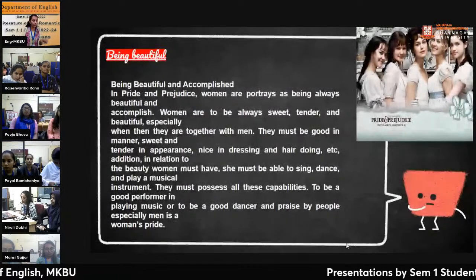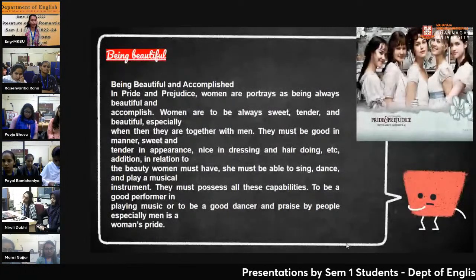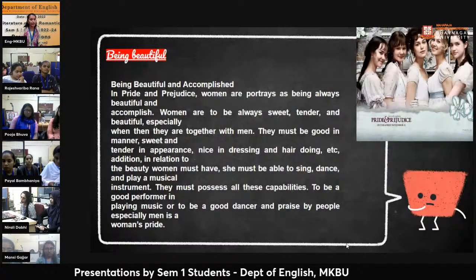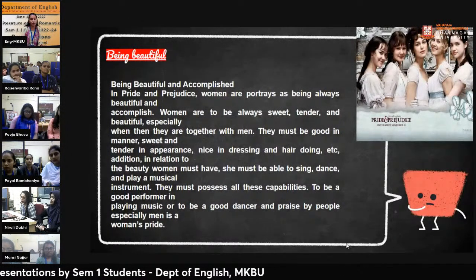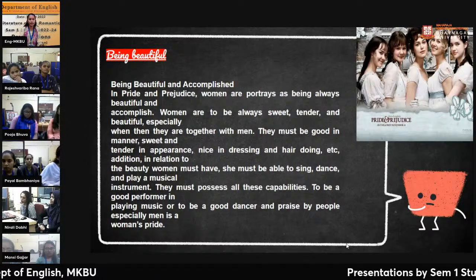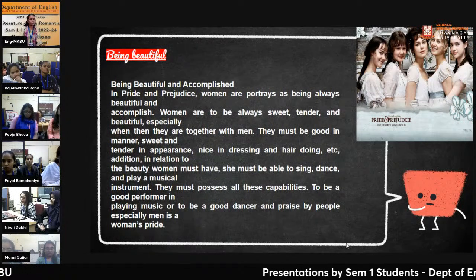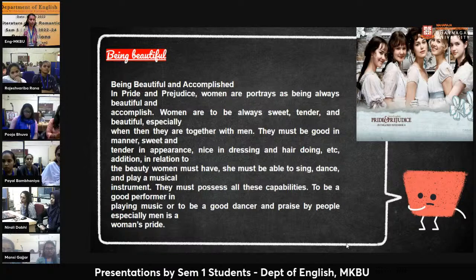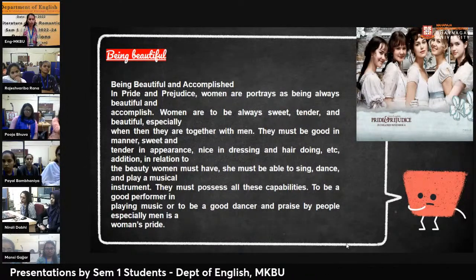In Pride and Prejudice, women are portrayed as always beautiful and accomplished. Women are to be always sweet, tender, and beautiful, especially when they are together with men.